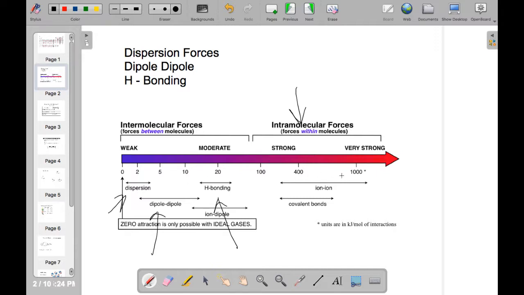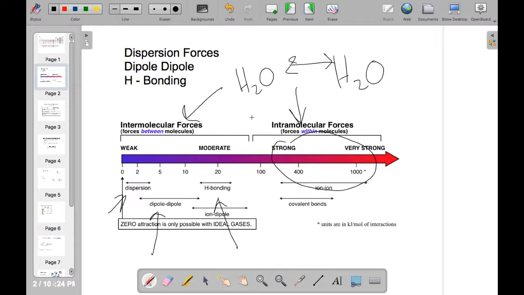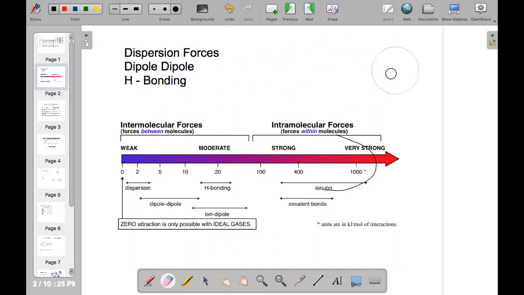This chart is basically saying it's going to take a lot more energy to break apart ionic bonds and covalent bonds. But have you ever wondered, if we have H2O, one molecule, and another H2O, what really keeps these together? Well, that is an intermolecular force. These keep molecules together. And they are also based on charges, but they are much weaker.